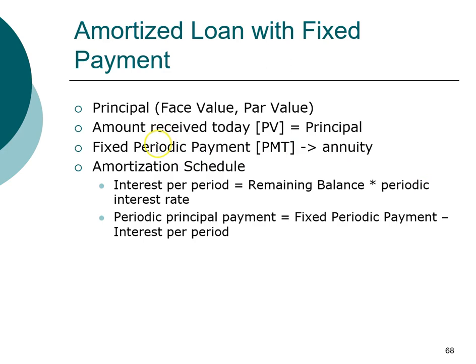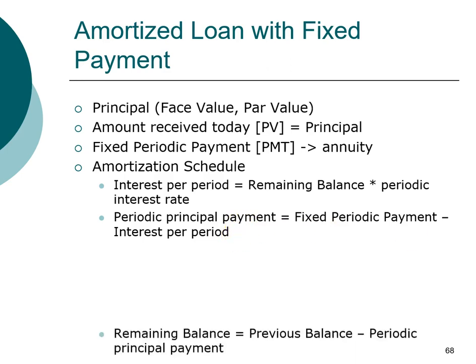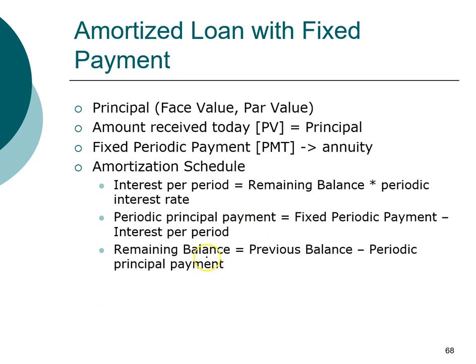The one thing that remains unchanged is the payment. The payment amount is fixed, but what portion within that payment goes towards interest and what portion goes towards principal changes. Interest is computed as the remaining balance times the interest rate. That's relatively straightforward. Since the total payment amount is fixed, subtract from it whatever the interest portion is, and the remaining money goes towards reducing your principal. So the remaining balance goes down each period by the principal amount.